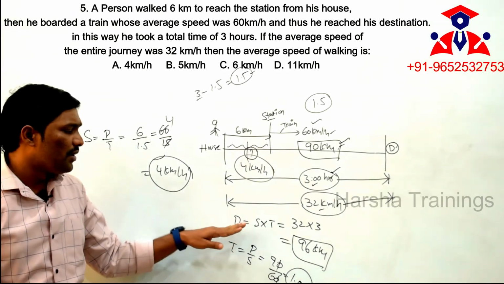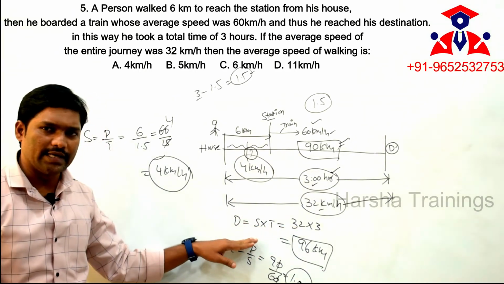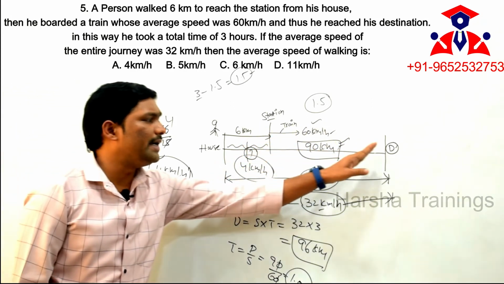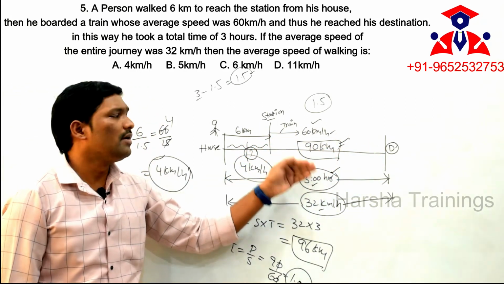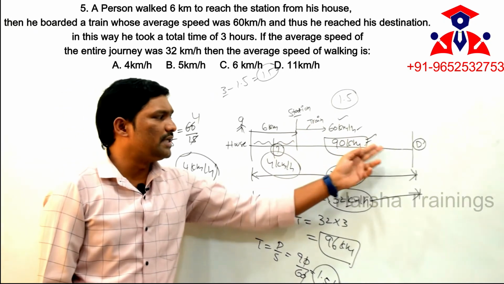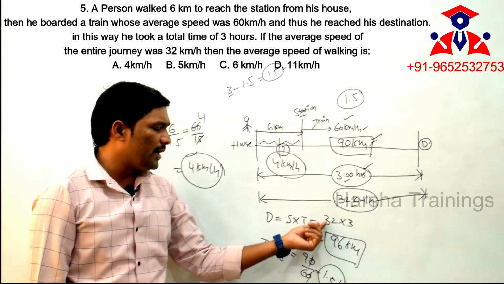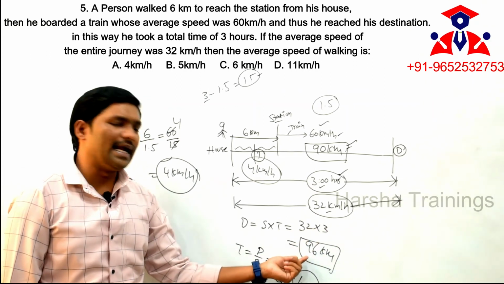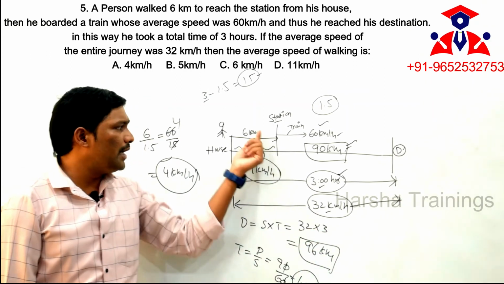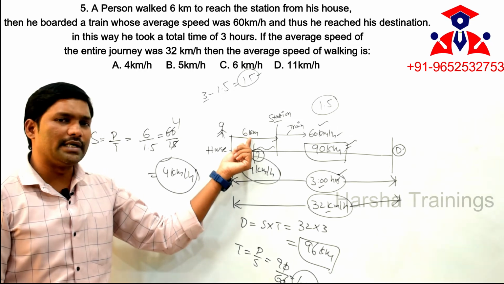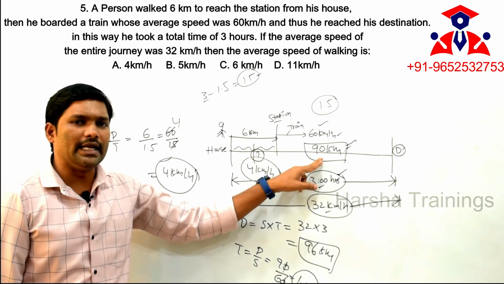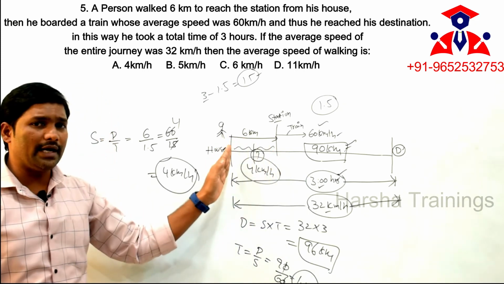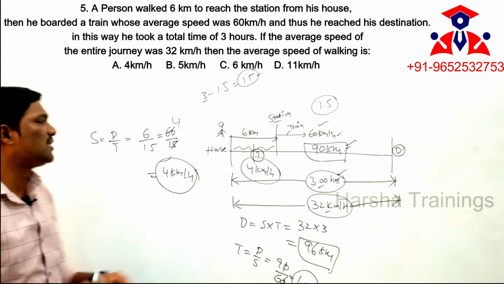Okay, look at the screen, guys. Here first I am finding the total distance. The walking distance is given, but the station to destination distance is not given. That's why first find out the station to destination distance. Total time is given and total average speed is given. So 32 into 3, 96 kilometers. So the person already walked 6 kilometers. Remaining distance is how much? 90. 90 plus 6, 96. Okay, and find out the walking speed.